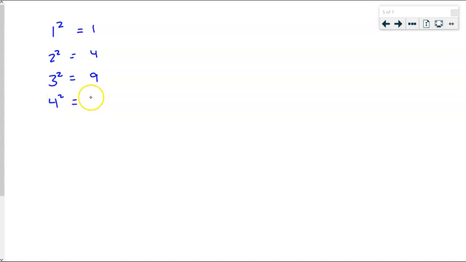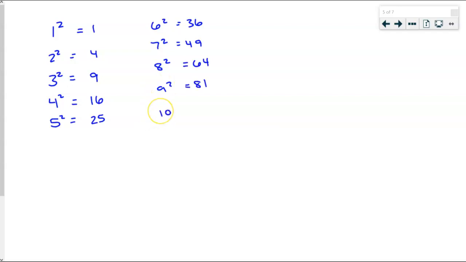4 squared is equal to 16. And 5 squared is equal to 25. So again, these are the perfect square numbers. They are very special numbers. Moving on, 6 squared is 36. Recognize that one. 7 squared is 49. 8 squared is 64. 9 squared is 81. And 10 squared is 100.